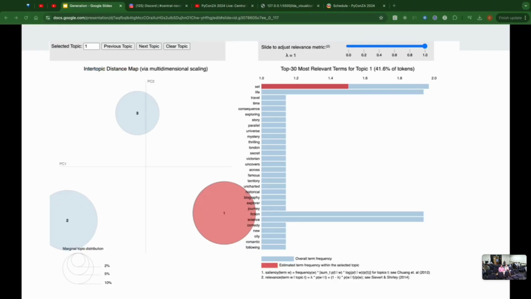Other than that, we have something called the relevance metric, which is a tunable parameter and is introduced to rank the tokens within the topic. The default value of this metric is 1, and it is equivalent to ranking the tokens solely based on the corpus-wide word frequency.